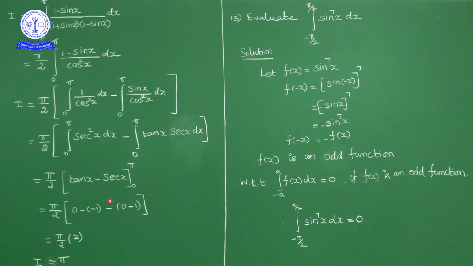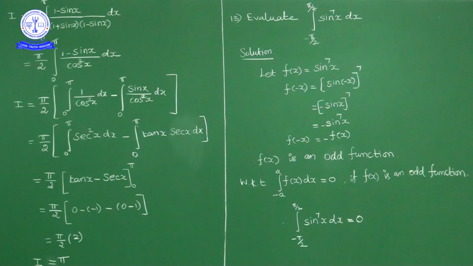Okay. Now integral of secant square x is tan x minus integral of secant x into tan x is secant x. Lower limit 0, upper limit pi. So pi by 2 into, apply upper limit, no? First of all tan pi is 0 minus secant pi is minus 1. So 0 minus minus 1, minus apply lower limit. Tan 0, 0 minus secant 0 is 1. So minus of minus plus 1, 1 plus 1, 2. So pi by 2 into 2 get cancelled, I is equal to how much? Pi. Okay, that is the final answer.